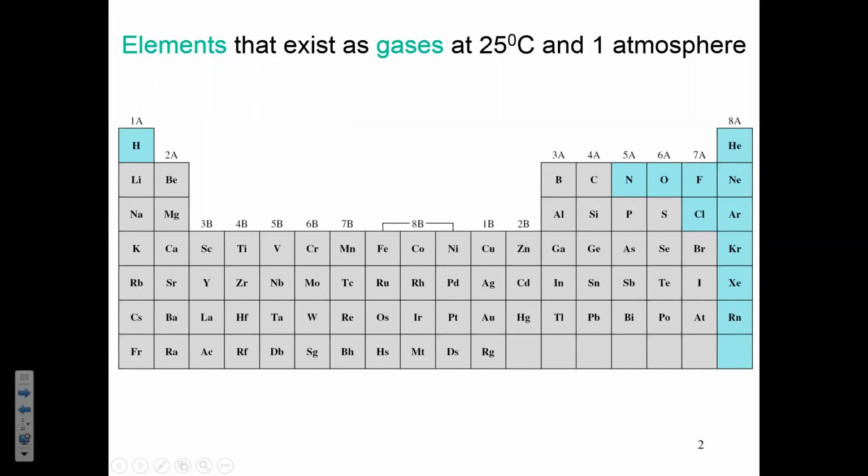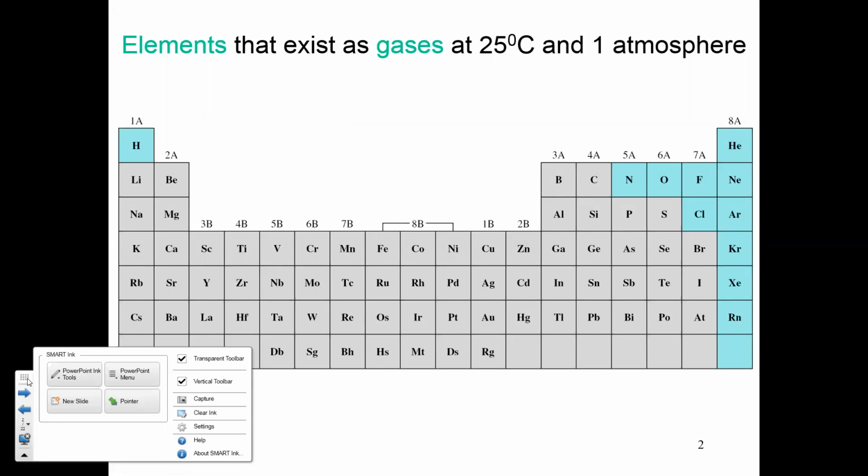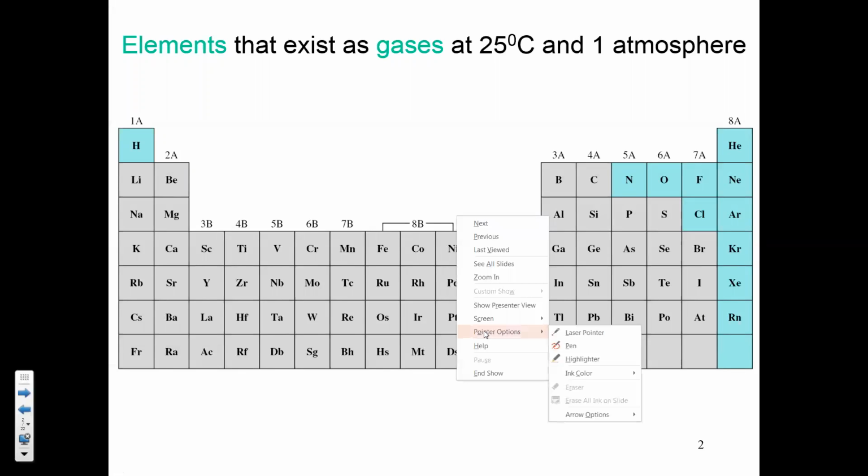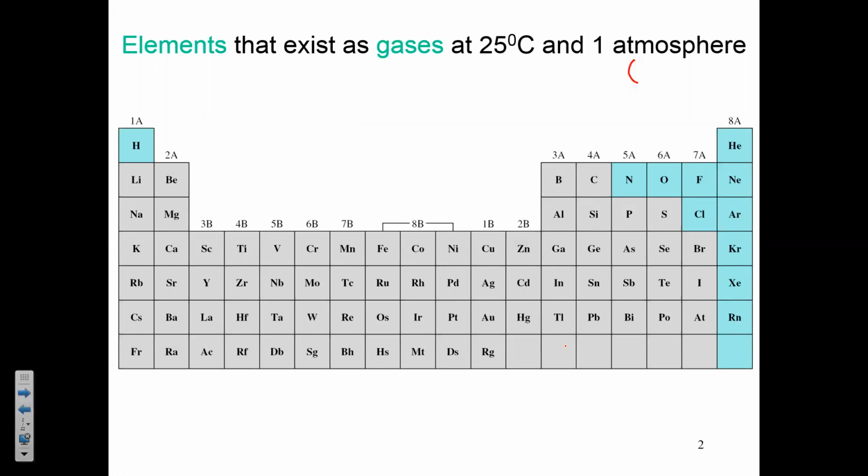Now, we haven't talked about atmospheres very much, but just to give you a heads up, atmospheres are denoted with ATMs, and we'll talk about that in just a little bit and what it means and why we measure pressure with ATMs. Okay, so just know that that's ATMs, and obviously 25 degrees Celsius is our temperature. So in this chapter, we're going to focus a lot on temperature and pressure of gases.